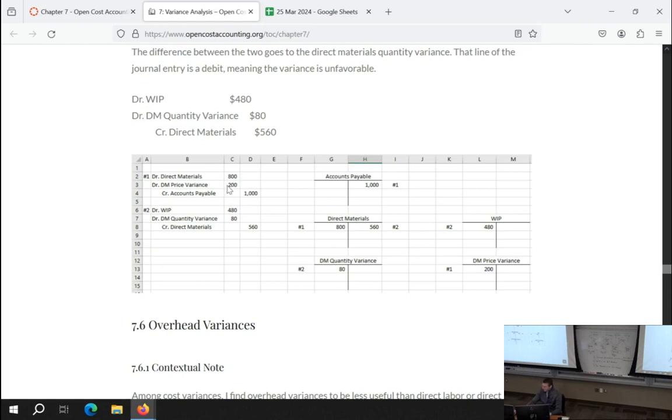And the $200 difference there could be figured by doing the equation of 100 minus 80 equals 20. That's actual price minus standard price. Inside the parentheses is 20, times actual quantity purchased, which was 10. So 20 times 10 gives us 200, and that's the same as this amount right here. So 200 was a positive number when we did the equation. That's unfavorable. It's a debit, also unfavorable.